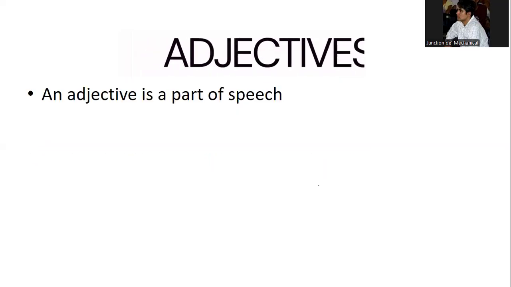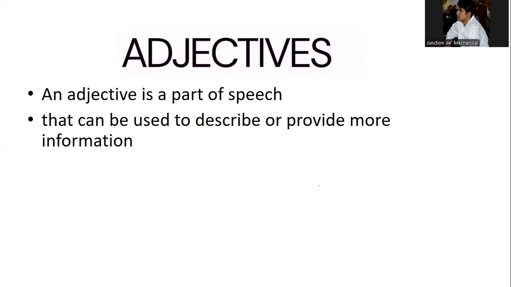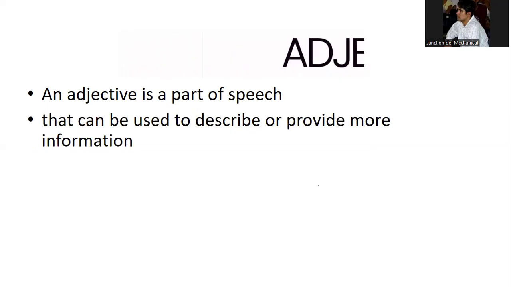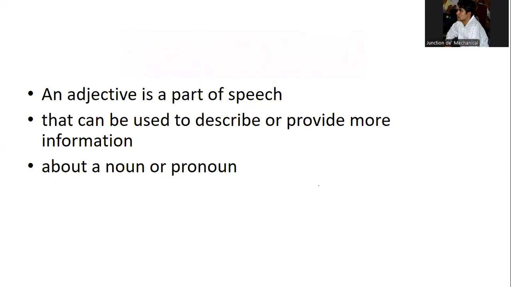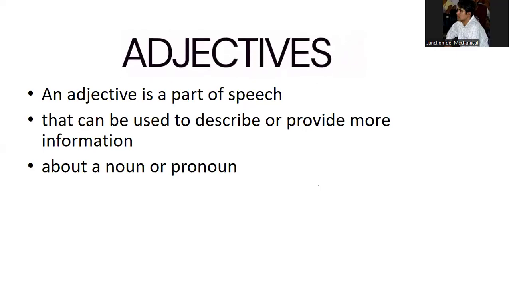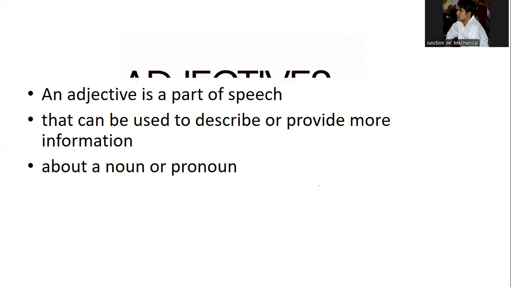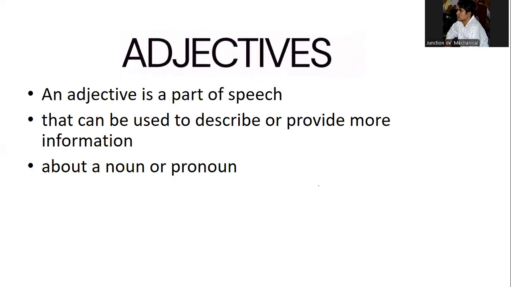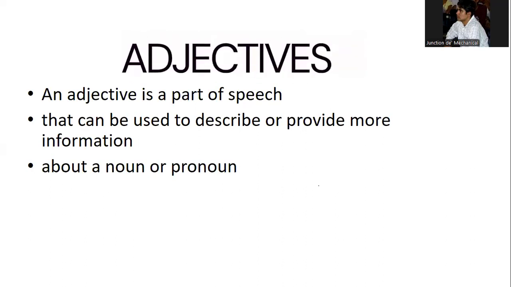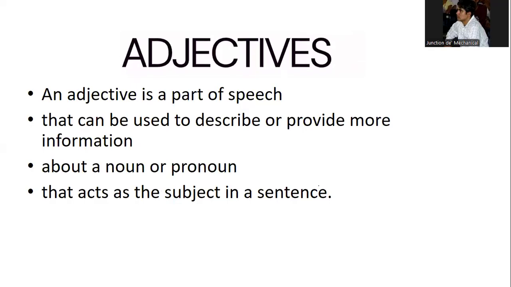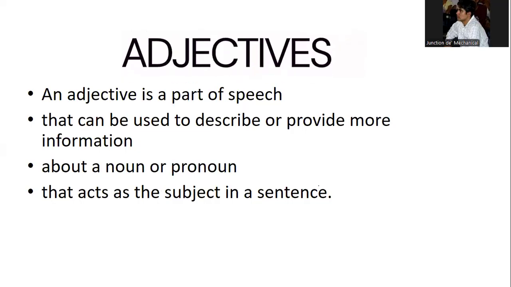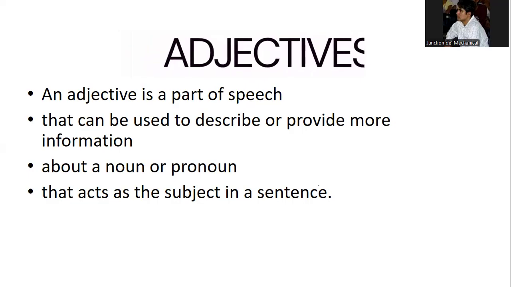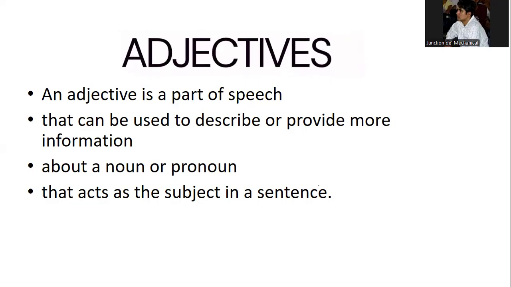An adjective is a part of speech that can be used to describe or provide more information about a noun or a pronoun. So simply I can say adjectives describe nouns or pronouns. Adjectives describe nouns that act as a subject in a sentence. We have already seen what is a subject, what is a predicate. So you are very well aware from the first video itself.